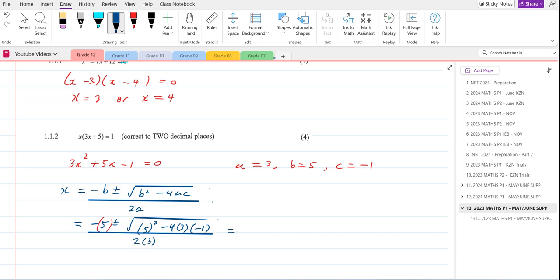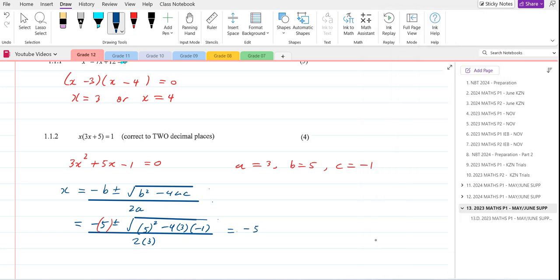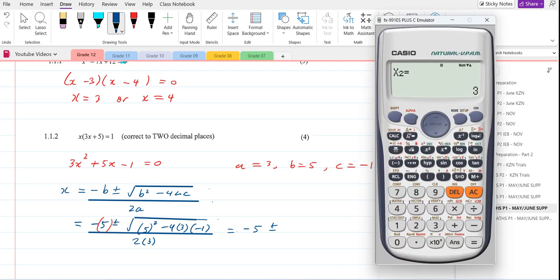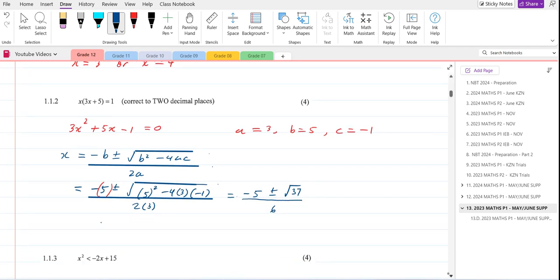So what do we get? Let's put it one more step here. Minus 5, plus minus. Let's work out what's inside the square root: mode 1, 5 squared plus 12. I'm getting the square root of 37, and I'm going to divide it by 6. So now I can get two answers, x equals or x equals. Let me just space this out, because we have two answers.